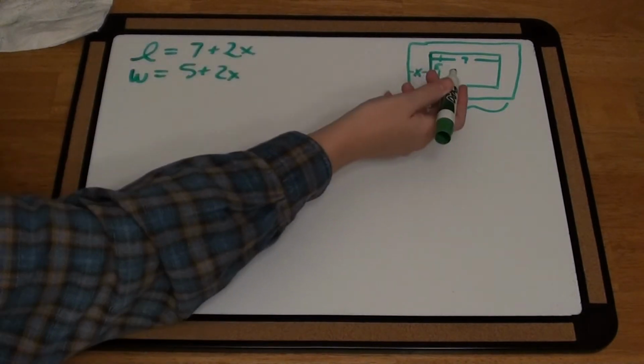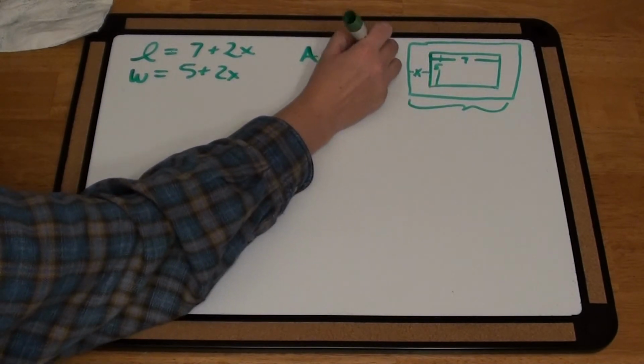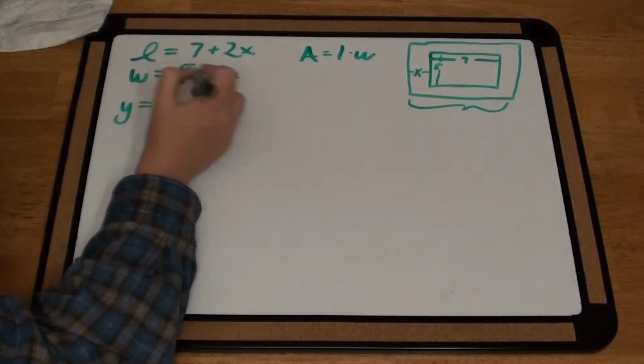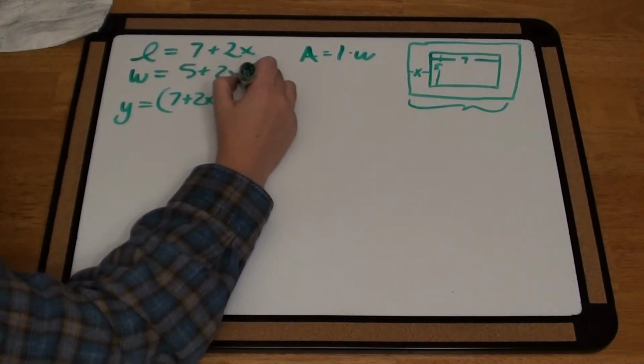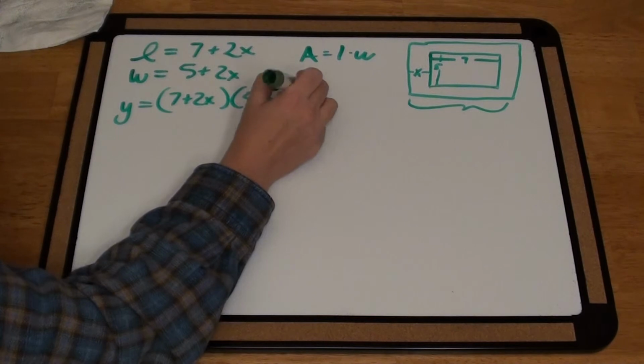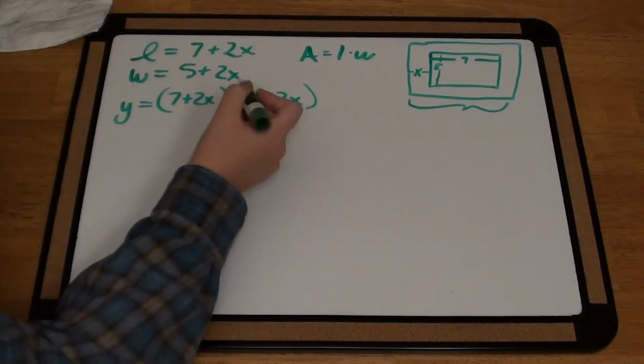Well, area of a rectangle is length times width, right? So this means that my area, y, would be 7 plus 2x times 5 plus 2x. And now I've written it as a function of x, and we could go ahead and square it out.